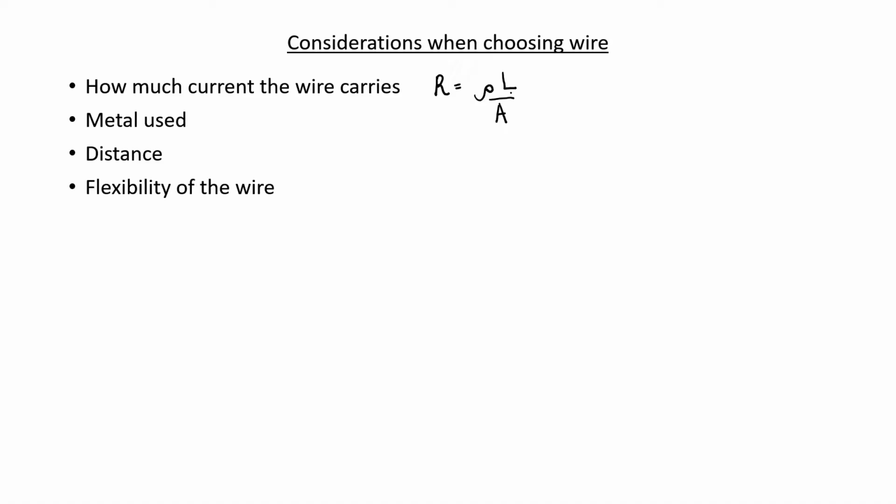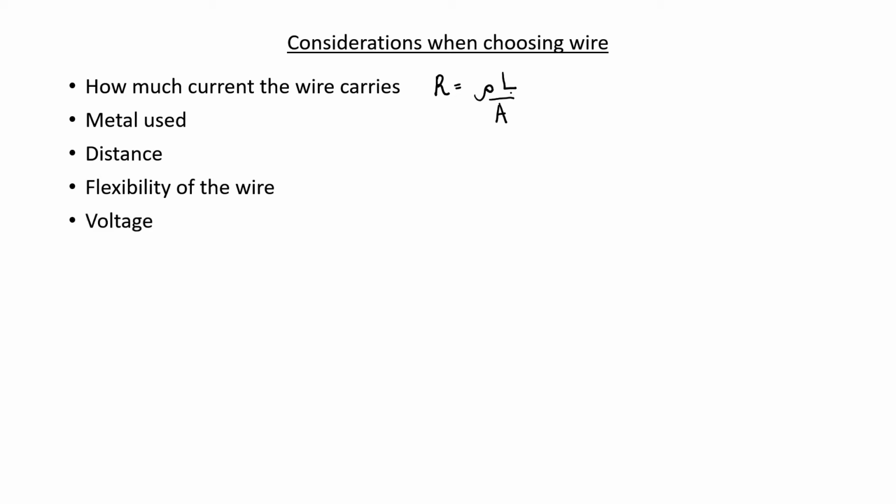The flexibility of a wire or the flexibility of a cable also matters. If you're finding yourself using a very thick wire and it's hard to bend the wire around corners, then you might choose a stranded wire. That is, a wire with multiple wires inside of it all bundled together.